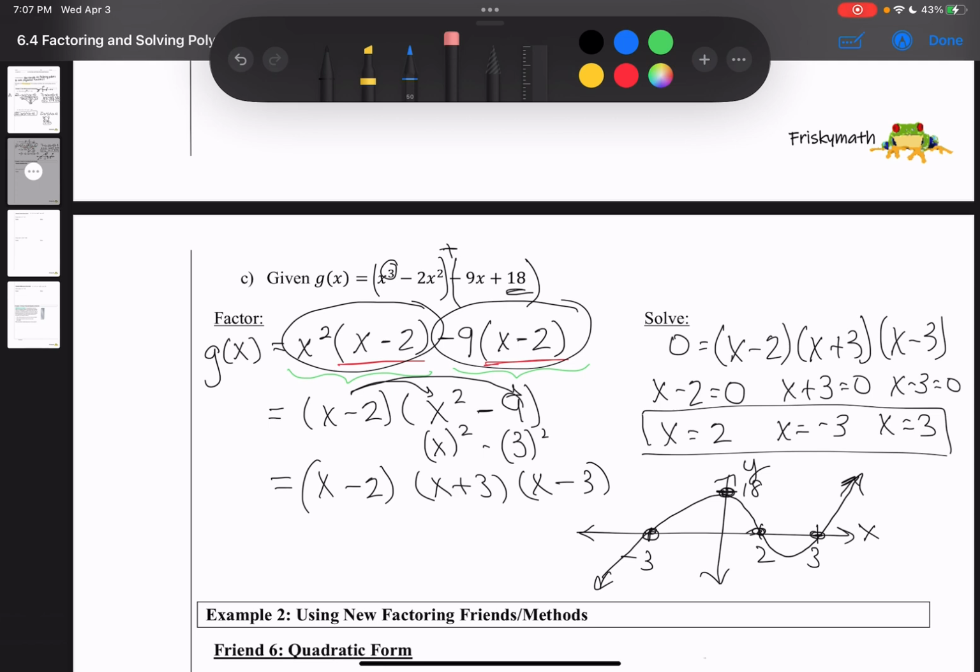And then we reviewed what it meant to solve after you factored. Basically, that's looking for your x-intercepts or your solutions or your roots.